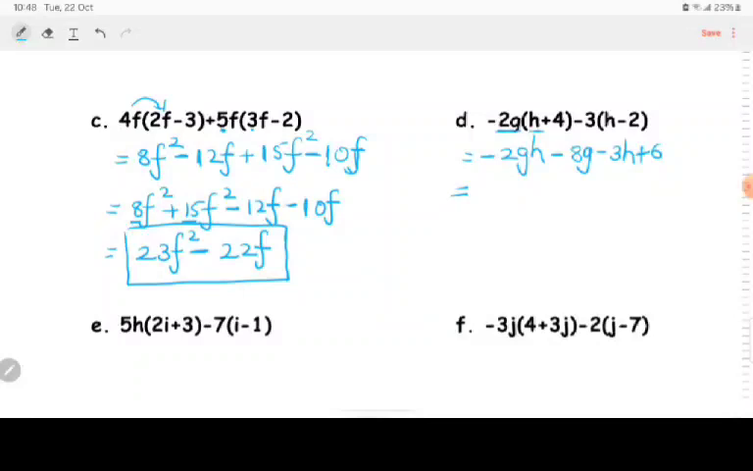So let's find all the like terms. There are no like terms. See this, this has GH, but this simply has G. This has minus 3H, but this has no variable. So this remains as the answer.